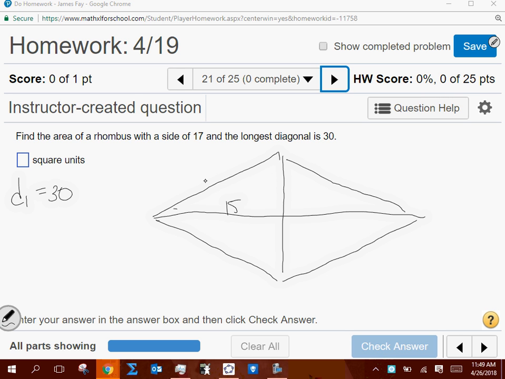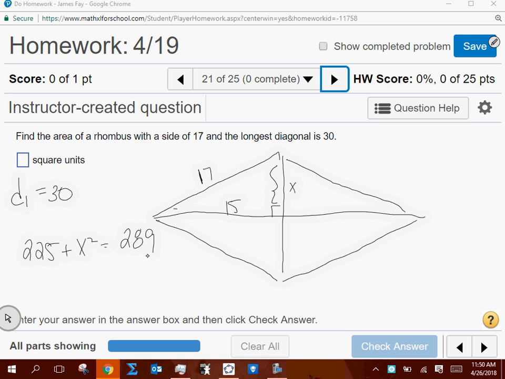15. That's 17. You know that these are perpendicular, right? So which theorem should hold for you to be able to find that? Pythagorean theorem. So we should be able to say 15 squared, which is 225, plus, let's call this x, x squared. Anybody know 17 squared? 289.